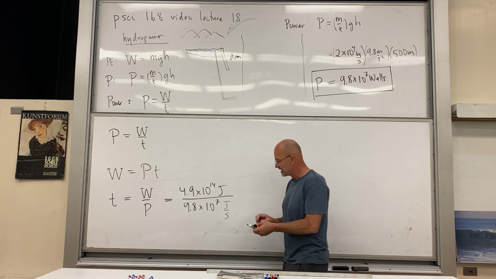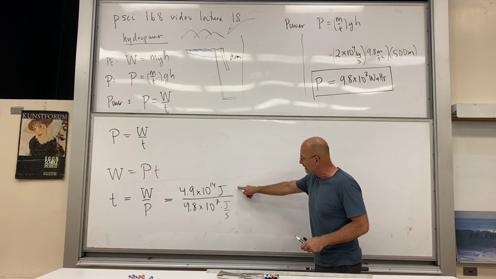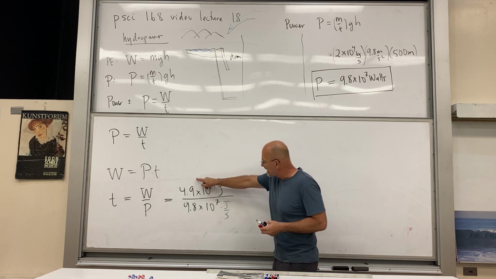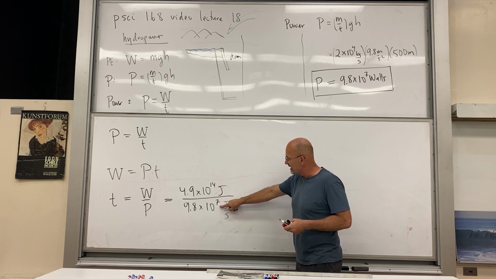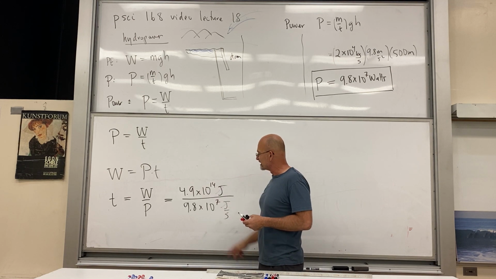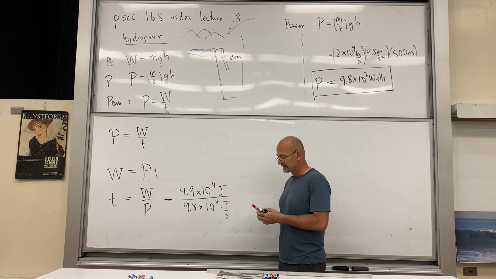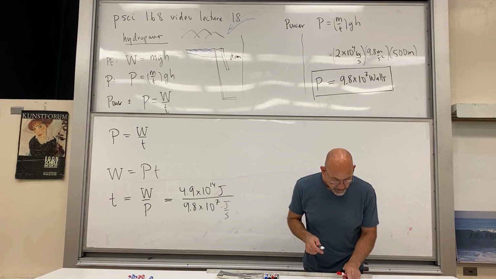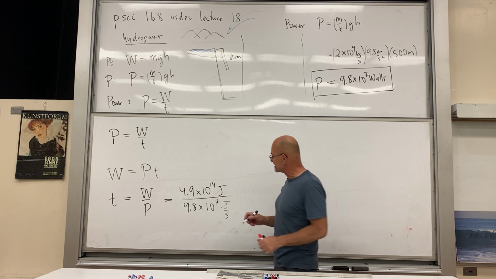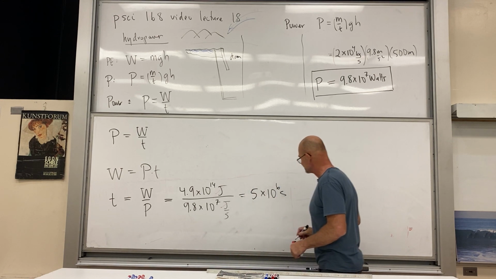Now this fraction, you're going to get the cancellation of the joules, and the seconds are going to end up in the numerator. Okay. So 4.9 divided by 9.8 is a half. 10 to the 14 minus 7, so 10 to the 7, and a half that 10 to the 7 would be 0.5 times 10 to the 7, okay? So I have 0.5 times 10 to the 7, 5 times 10 to the 6 seconds, okay, fantastic. 5 times 10 to the 6 seconds.